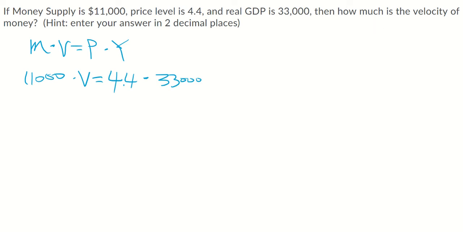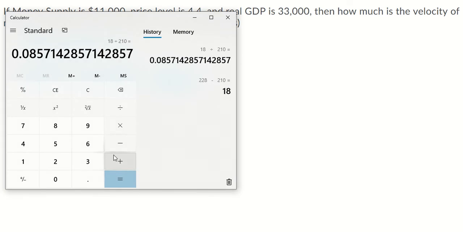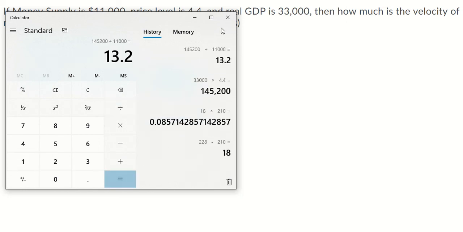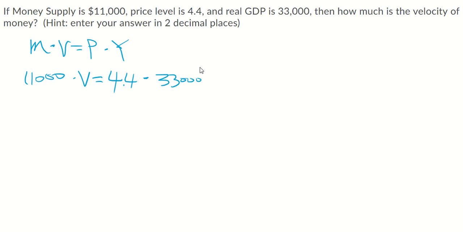All right, so let me get my calculator again. That's 33,000 times 4.4, and then divide by 11,000. So the answer is 13.2, that is my velocity. Velocity equals 13.2. All right, so that's how you do that. Just make sure you know this formula here. This will be very important. Then plug in different numbers and look for the missing variable.